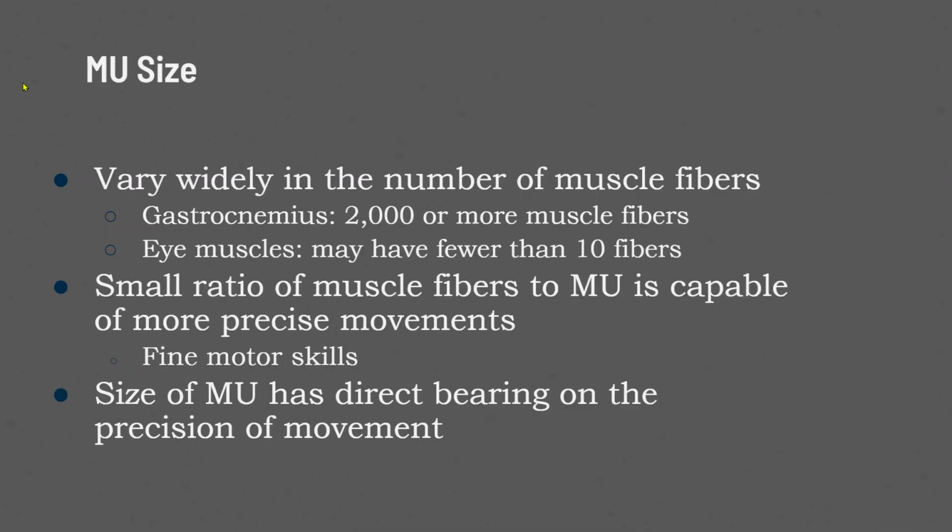Motor unit size varies in the number of muscle fibers. So, say the gastrocnemius may have 2,000 or more muscle fibers, which can generate a lot of force. Eye muscles may have fewer than 10 fibers, so it's for fine motor control. And in our hands, they have probably smaller motor units, so we can have these fine motor skills.